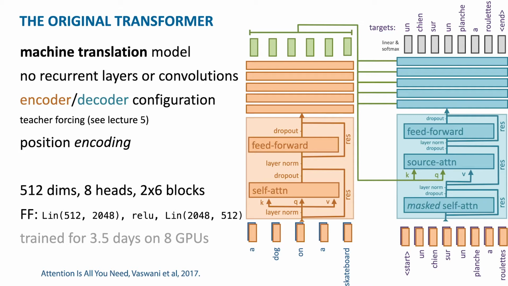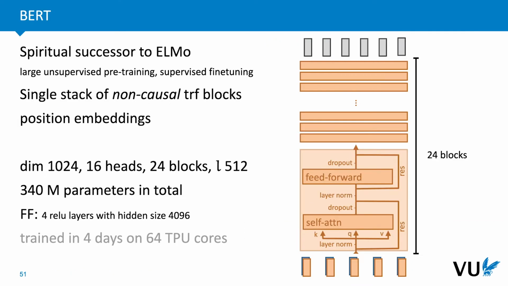The next step in transformer models was to increase the size of the model and to simplify its structure. That step was mainly taken by the model BERT, which functioned as a kind of spiritual successor to the Elmo model we saw earlier, which is to say it was built on a principle of large unsupervised pre-training and supervised fine-tuning to specific tasks. It consists very simply of a single stack of non-causal transformer blocks. It uses position embeddings rather than position encodings, and it contains 24 blocks and 340 million parameters in total.